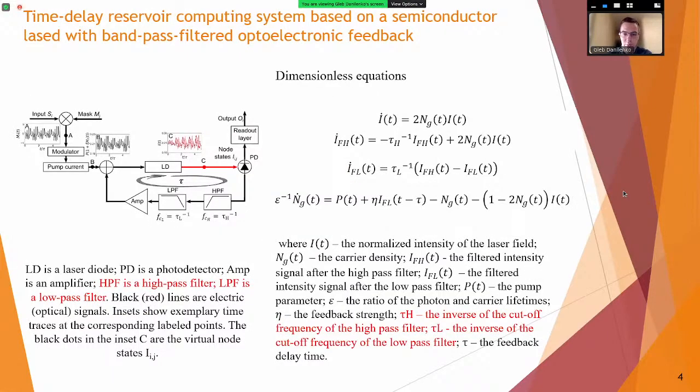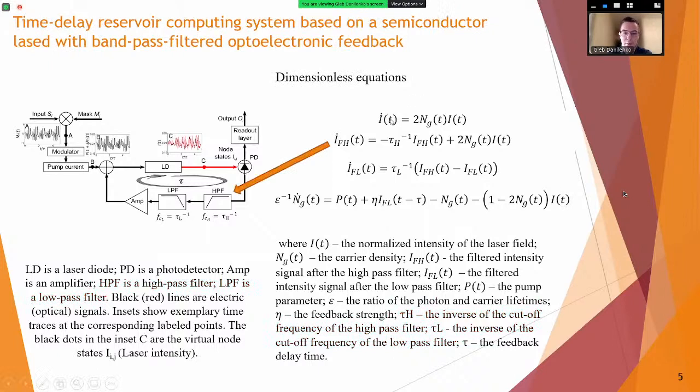Dimensionless equations based on a laser with optoelectronic feedback account for high-pass and low-pass filters in the optoelectronic feedback. The first equation describes the intensity. The second describes the high-pass filter with characteristic time tau_h, which is equal to the inverse of the cutoff frequency of the high-pass filter.